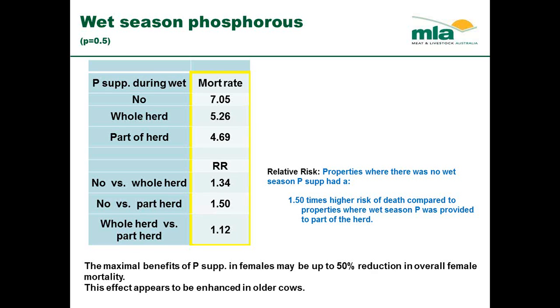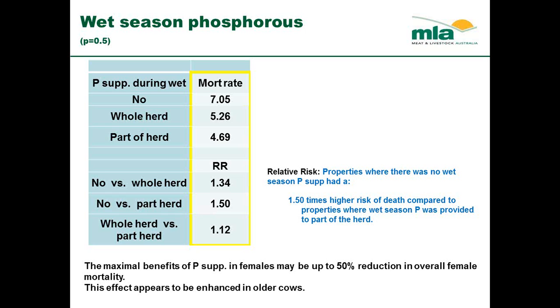Now, if we look at wet season phosphorus, as I said earlier, it statistically wasn't significant on the univariable analysis, but it did show some significance when we looked at the multivariable analysis. So I've included it here because it does show some interesting, if not confounding, results. You'll see that the mortality rate where there was no phosphorus supplementation was 7.05%. Mortality rate when the whole herd was supplemented was 5.26%. When only part of the herd was supplemented, the mortality rate was even lower, 4.69%.